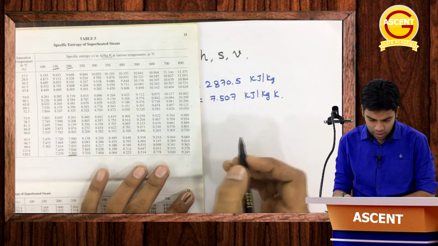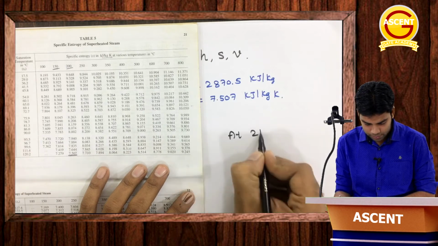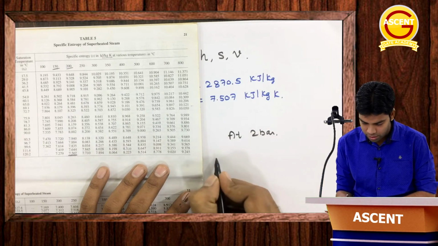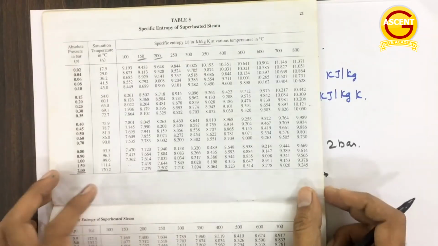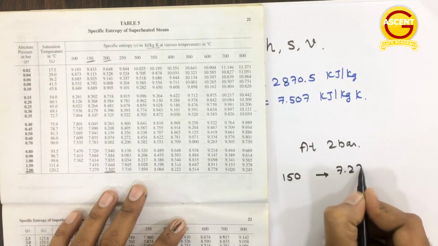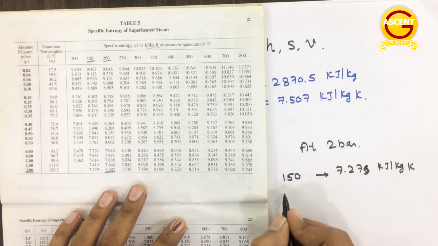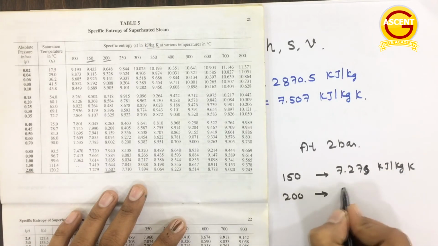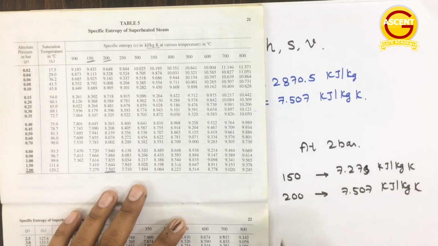So you can see here the pressure at 2 bar. You can write the temperature here, at 150 degree centigrade the entropy is 7.2799 kilojoule per kg Kelvin, and at 200 degree centigrade the entropy is 7.507 kilojoule per kg Kelvin. So at 170 degree centigrade, if you want to determine the entropy, let's suppose that is S.